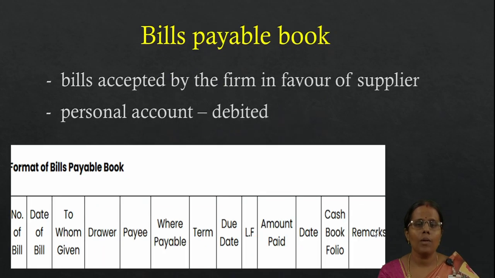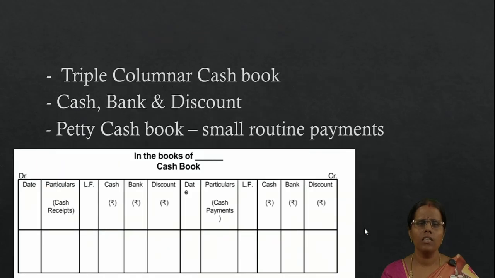And then for bills payable book, bills accepted by the firm in favor of the supplier are entered in the bills payable book. Here the personal account is debited. Here the format for the bills payable book is number of bill, date of the bill, to whom it is given, drawer, payee, where payable, term, due date, ledger folio, amount. If paid, we have to enter in this column, and then date column, cash book folio column. Last one is remarks column.